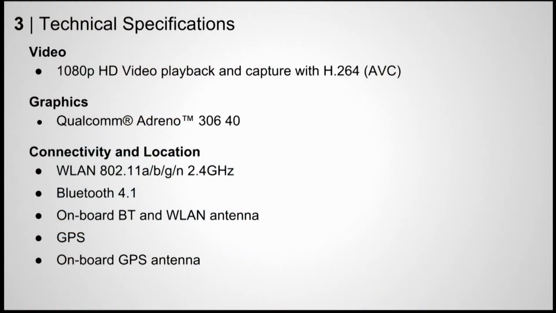Connectivity and location. We talked to you earlier about the onboard GPS, Wi-Fi, Bluetooth, everything that basically connects you to the world is on the board already. So that's Wi-Fi, antennas, you've got it all. It's all on there, and from our experience so far, it's phenomenal. It's really fast.